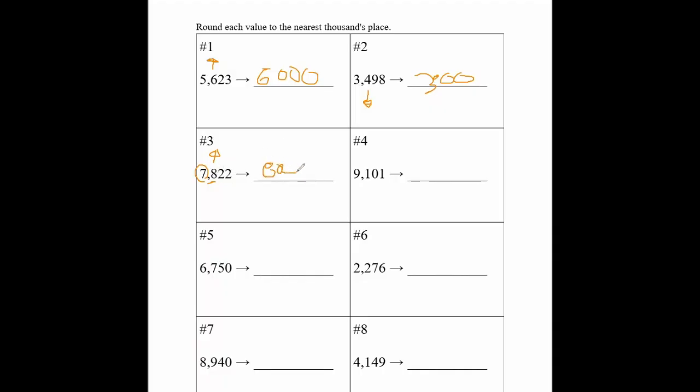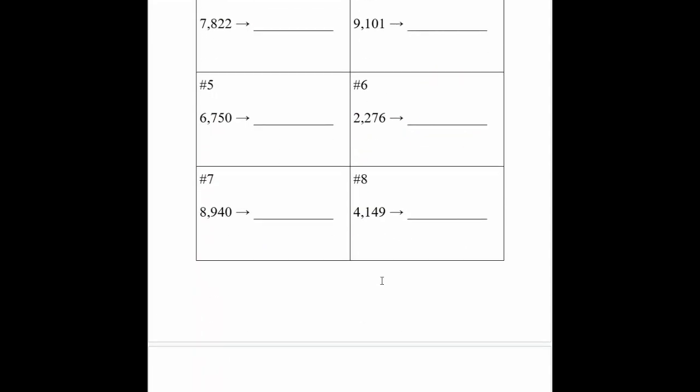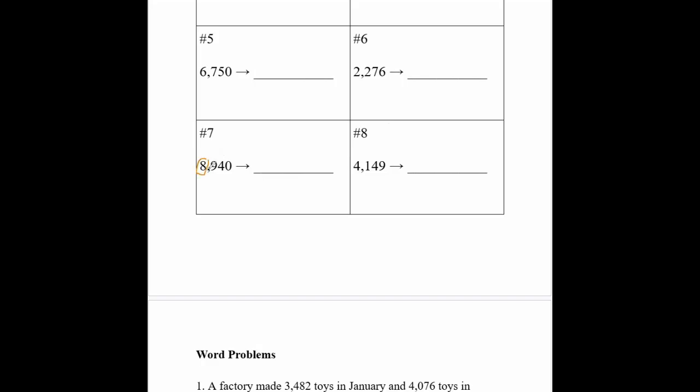So you round up to 8,000. 9,1xx, the 1 is less than or equal to 4, so we round down to 9,000. 6,7xx, 7 is greater than or equal to 5, so you round up to 7,000. 2,276, 2 is less than or equal to 4, so you round down, so it becomes 2,000. 8,940, you're rounding the 8. 9 is greater than or equal to 5, so it's 9,000 because you round up. 4,149 is rounded down because 1 is less than or equal to 4, so you round down to 4,000.